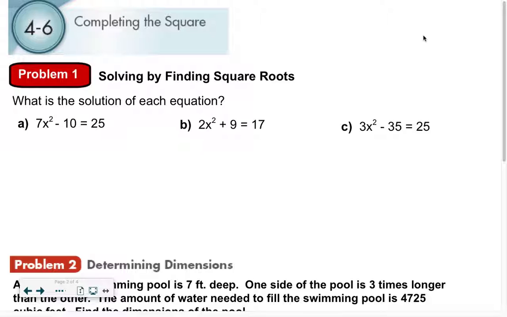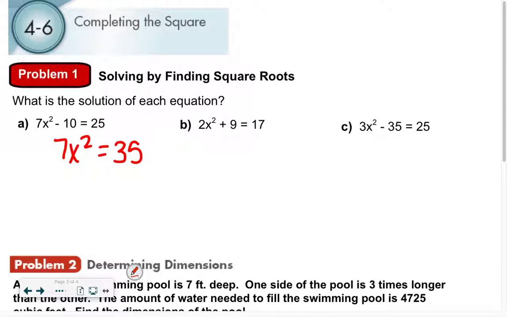Okay. It says I have 7x squared minus 10 equals 25. I want to get all the numbers on one side of my equation. I should bring the 25 over. Here. How about the other way? No. How about I add 10? Oh, you can do that. 7x squared equals 35.